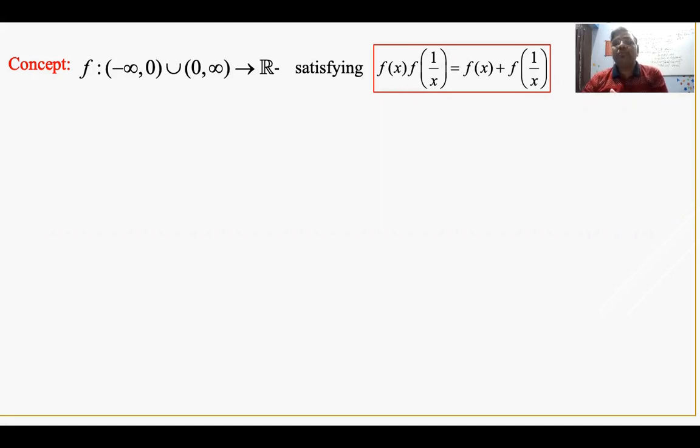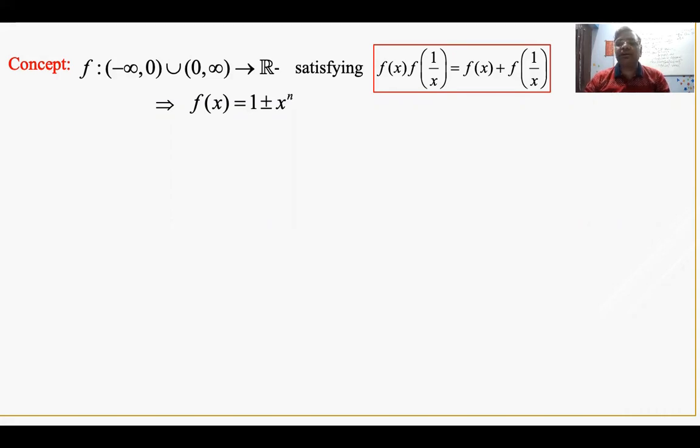Such a thing is possible only in one type of function. The functions are of the form 1 plus or minus x to the power n, where n is any real number. Maybe positive real number, negative real number, fraction, rational, irrational, anything. So once the product of two terms is the same as the sum of two terms like that, one is f of x, the other is f of 1 by x, then such possible functions you are supposed to remember blindly: f of x is equal to 1 plus or minus x to the power n.